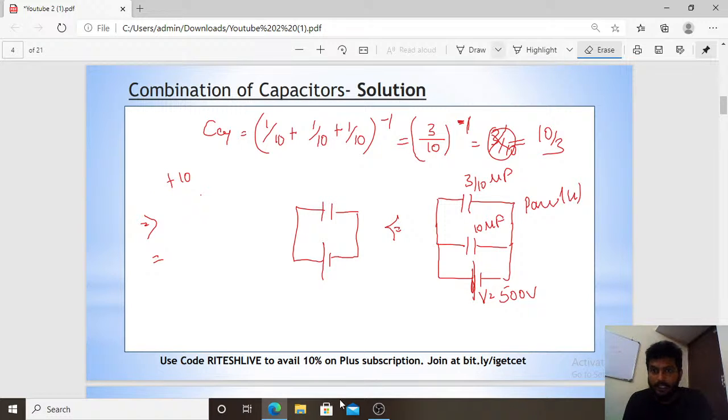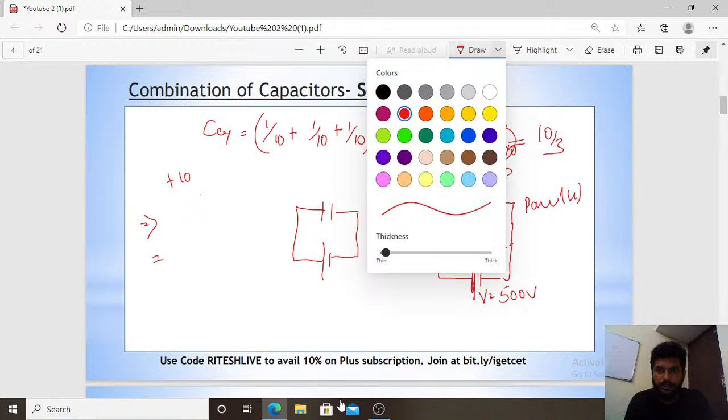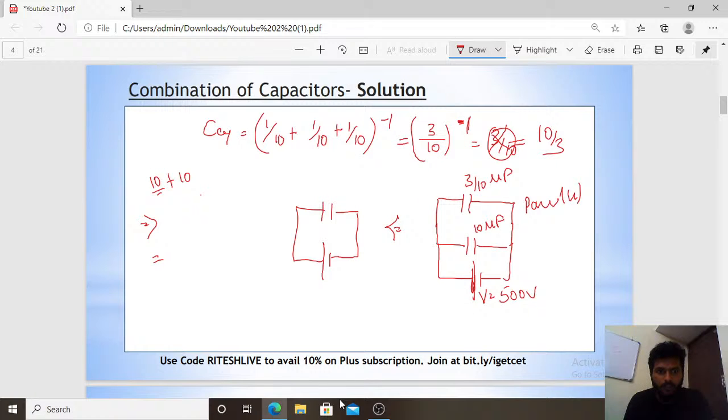So do it calmly and carefully. Don't get confused. So when you get confused, then we will have these types of complications. 10 by 3. We have 3 here. 10 plus 3 into 10, that is 30. Right? So I get value of 30 by 3, that is C equivalent. Okay? So this is 40 by 3. And we have 500 volt.